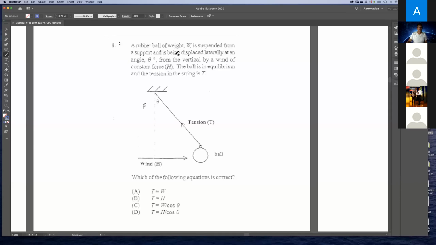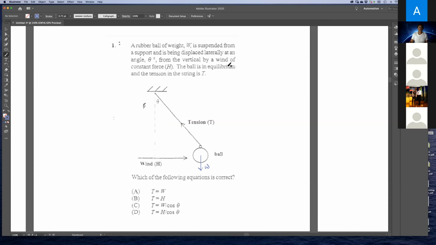So we begin. Again, this question, you have a rubber weight, and this rubber weight has a weight. The weight acts vertically down, obviously. So this is your weight acting down here, W. You have your tension acting here, and they're telling us that a wind is holding this ball in equilibrium.